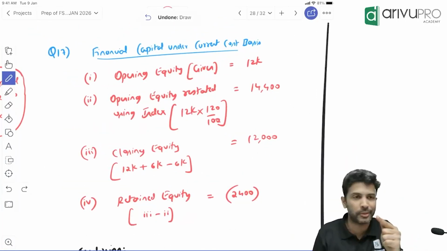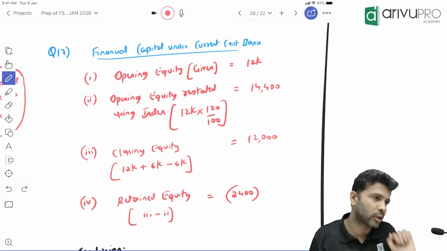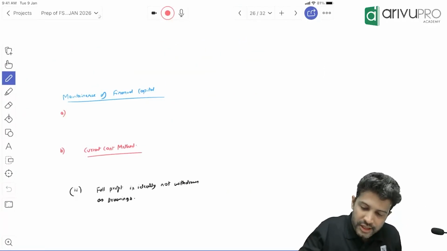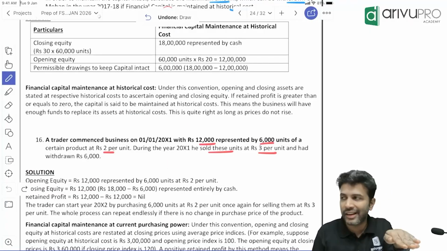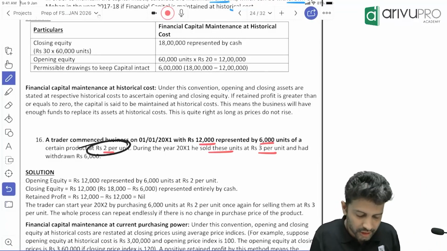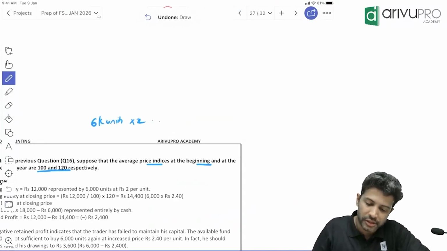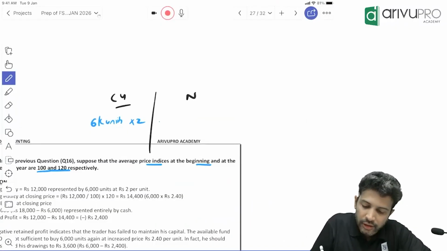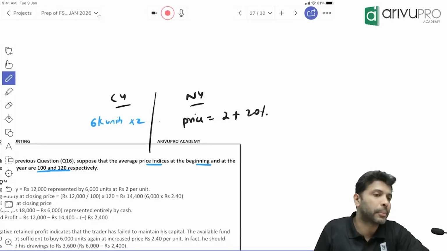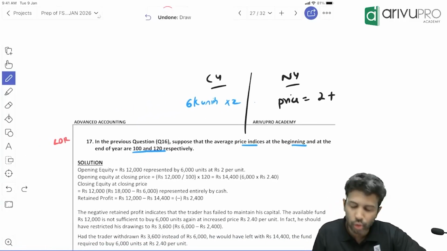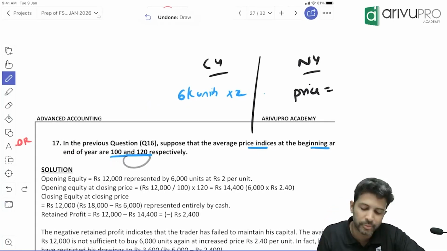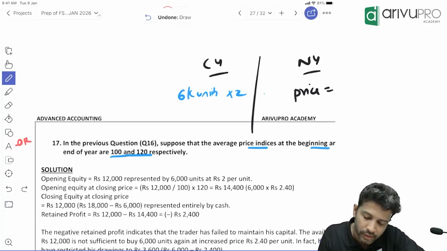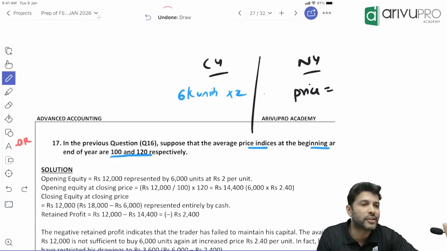Now people, if this year you have purchased 6,000 units, it means next year also you should be able to purchase 6,000 units. Yes, sir. This year you were able to purchase the goods at what price? 2 rupees. But is the index same or going on increasing? This year if you purchase at 2 rupees, this is for the current year. Next year will the price be 2 rupees? No, price will increase by 20%. How 20%? At the year beginning the goods index was how much? 100. At the end of the year it has become 120. Calculate the percentage. 100 has become 120 means increase is 20%.